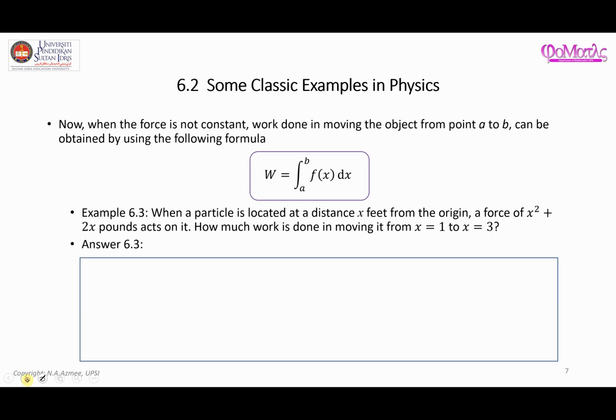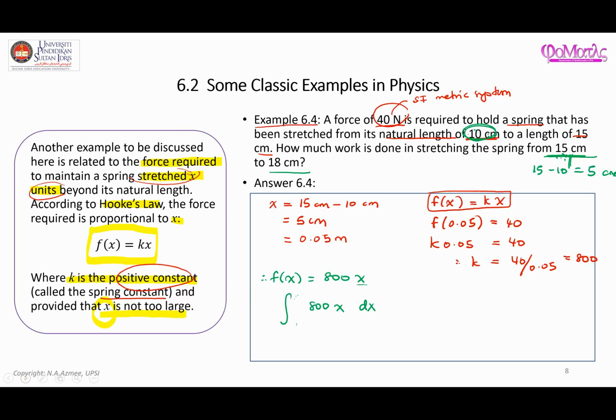Back to this. This is the lower limit. 15 centimeters minus 10 centimeters is equal to 5 centimeters, and this is equal to 0.05 meters. So the lower limit is 0.05. The upper limit is where the spring is stretched to 18 centimeters. 18 minus 10 is equal to 8 centimeters, and this is equal to 0.08 meters. So this will be the upper limit to be considered.